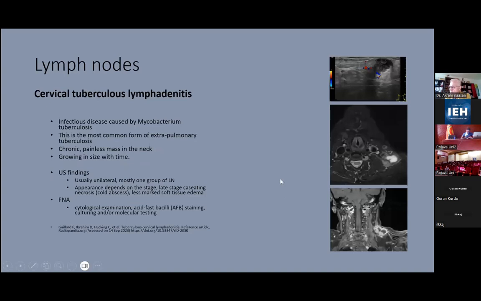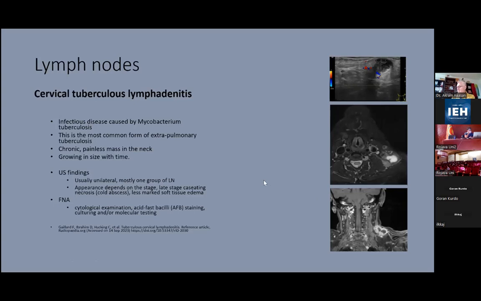Also, we have cervical tuberculous lymphadenitis. It's an infectious disease caused mainly by Mycobacterium tuberculosis. It's the most common form of extrapulmonary tuberculosis. It's a chronic painless mass in the neck. It grows slowly, as in this patient, you see a pathological lymph node with necrosis. And in the MRI, you see this is an irregular shape. And in the late stage, caseation necrosis happens and you have a cold abscess. And you can take fine needle aspiration for cytological examination or for staining or for culturing.